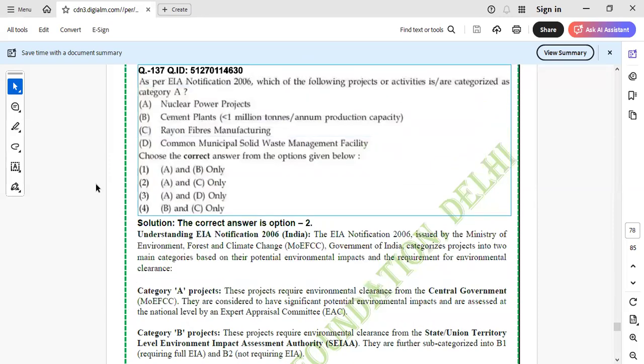So the correct answer here will be only nuclear power projects and rayon fiber manufacturing are under category A. So these two are the correct answer, and hence A and C only, option 2. The correct answer for 137 is 2. Is that clear to each and everyone? Quickly, guys.